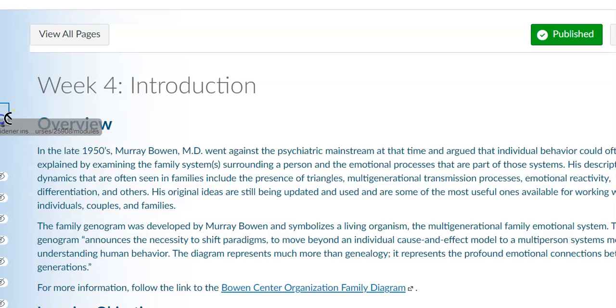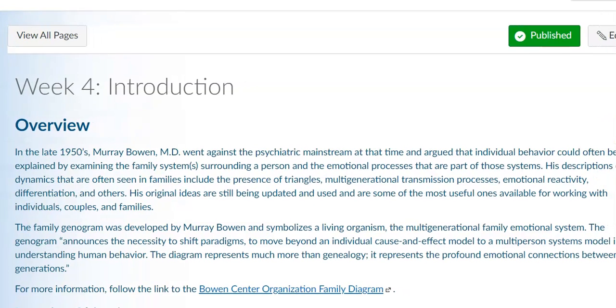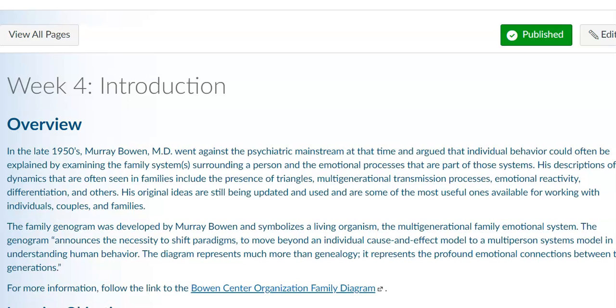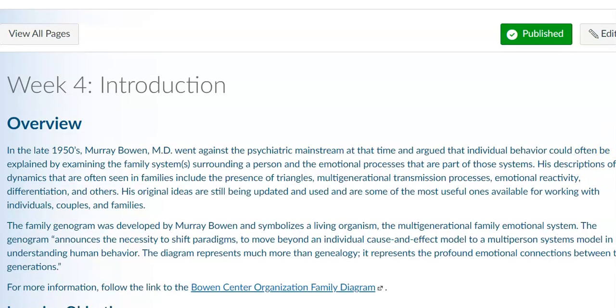The introduction tells us that Murray Bowen was one of the first to go against mainstream psychiatric thought and say that individual behavior had to be understood in the context of the family. He developed the family genogram that symbolizes a living organism, the multi-generational family emotional system. The genogram announces the necessity to shift paradigms, to move beyond an individual cause and effect model to a multi-person systems model in understanding human behavior.